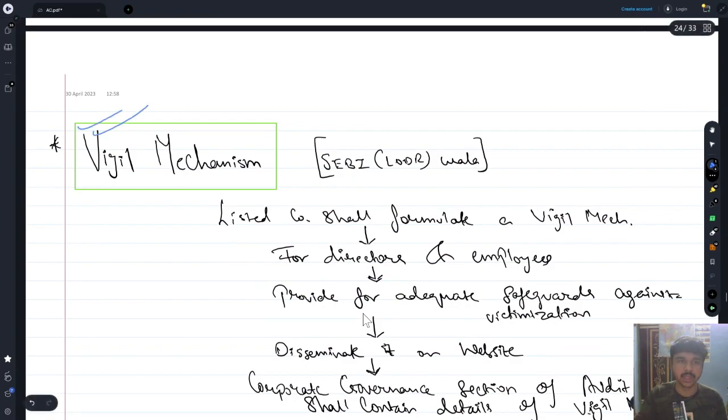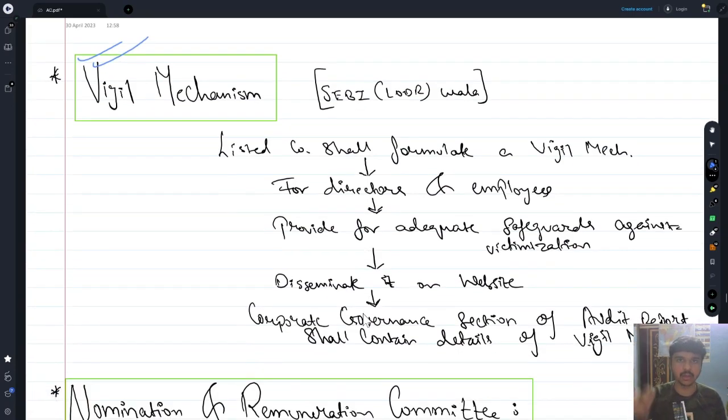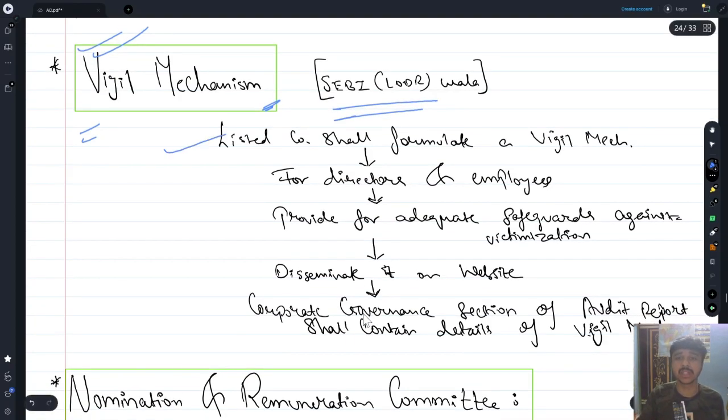Now Vigil Mechanism. This is a very important part. We have read about it, we have learned about it before also. That Vigil Mechanism was a part and parcel of the Companies Act. This Vigil Mechanism is a part of LODR. So a listed company shall formulate a vigil mechanism for whom? Obviously for the one who always cries, that is the employees and directors.